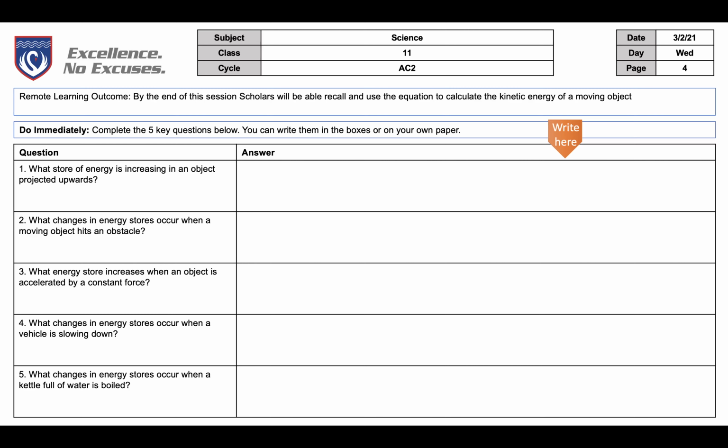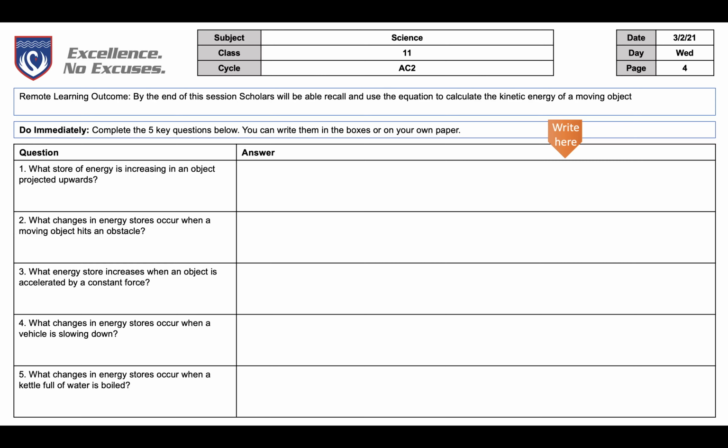Okay, so now you've had a chance to look at these, let's go through them. So the store of energy that increases when an object is projected upwards, that is gravitational potential energy because you're gaining height. What changes in energy stores occur when a moving object hits an obstacle?